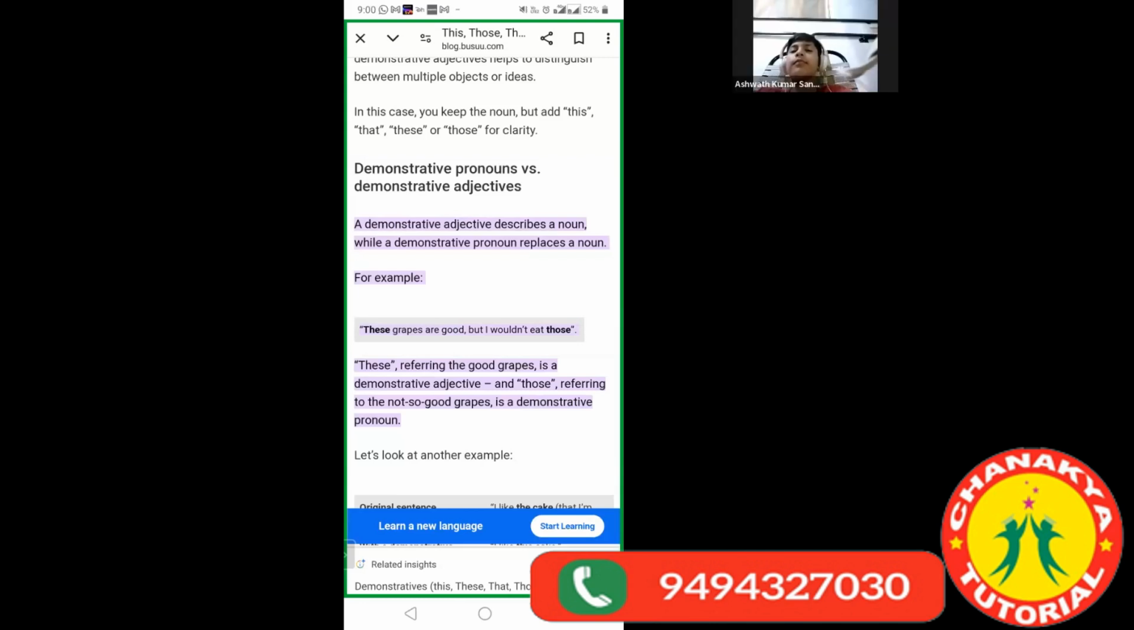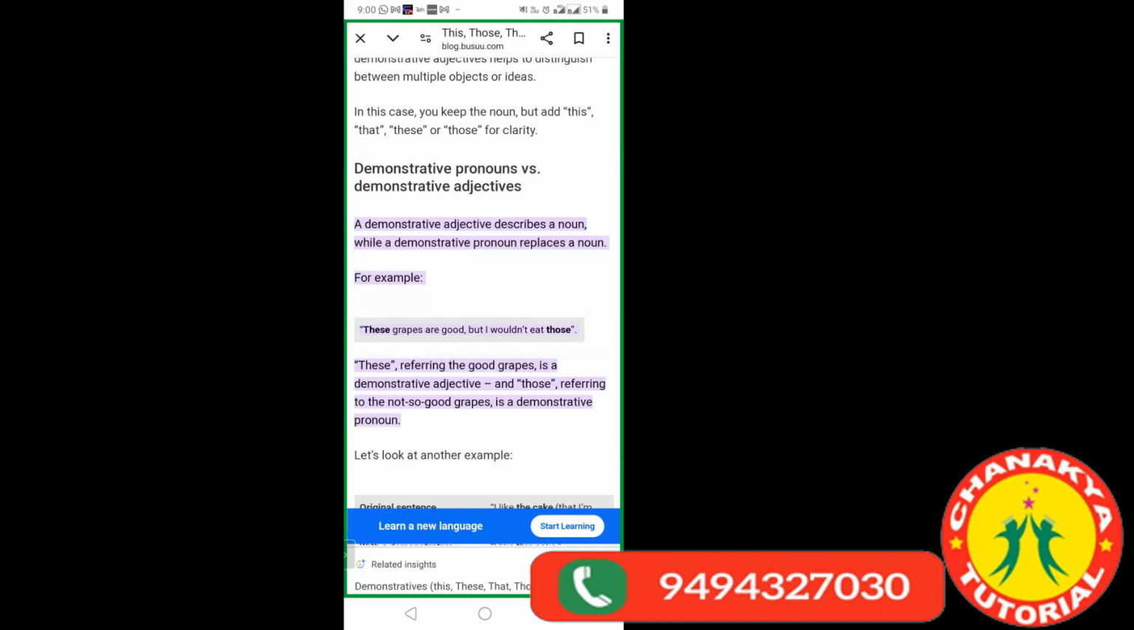Read the sentence again. These grapes are good, but I won't eat those. Means what? In the first part of the sentence, they are telling I will eat these grapes because they are good. But in the second part of the sentence, I won't eat those. Means they are referring to some other kind of grapes that are not good, right? Or even it would be like, looking at the grapes, she or he won't like to eat those grapes. Correct.